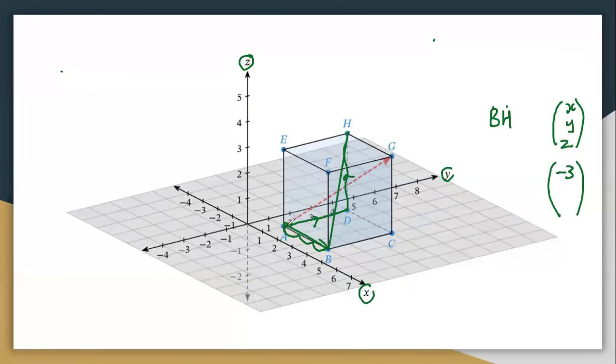Then you ask, what about along the Y? How many steps have we moved? 3. Which direction? Positive. Then lastly, what about the Z? How many steps have we moved and in which direction? 3 in the positive direction. Okay. So that is how you write it.